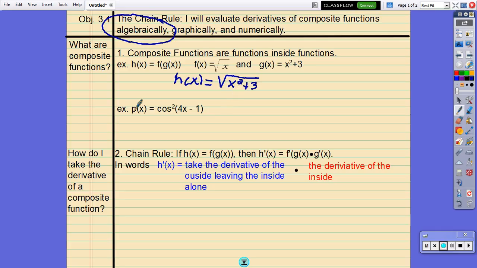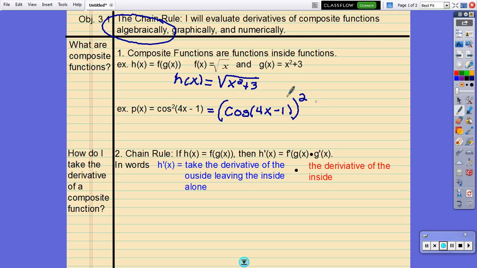In a second example here, I've already composed it, and so you see cosine squared of 4x minus 1. Now this may not look like it, but this is actually a function inside of a function inside of a function. Let me rewrite it so you can see a little bit better what I mean. So I'll start with cosine of 4x minus 1. And what you're going to see is this squared that goes here. What it really means is you take that entire function and you square it.